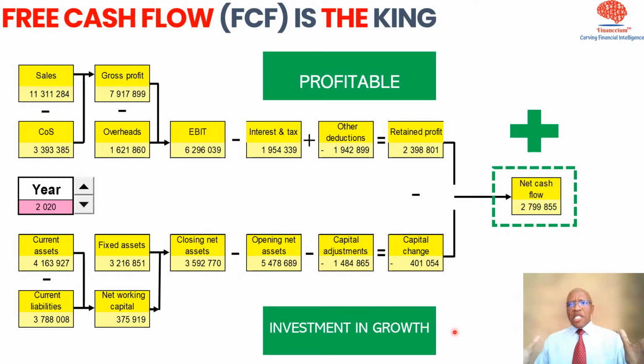Now, let's bring it together to the purpose of what we're doing here. It's understanding the cash flow of this entity. And to really understand the cash flow, we need to take the retained profit from the income statement and subtract the capital change from the balance sheet. And what we're seeing here is that we've got a positive net cash flow of 2.8 million when we round it off. That is the free cash flow.